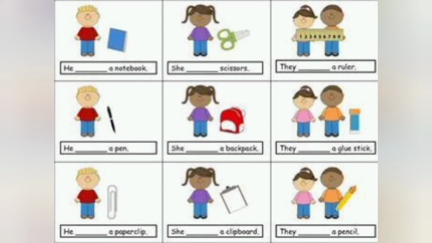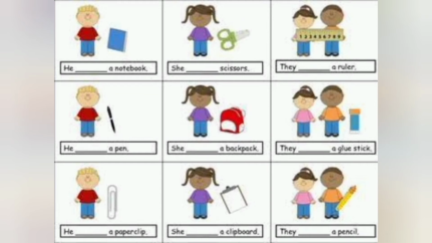So now, let us answer this one. So the first is number one. The second girl is wearing purple shirts, number two, and then two children is number three. So for example, number one, he blank a notebook. So what is your answer? Can you please read it? Okay, that's correct. He has a notebook.